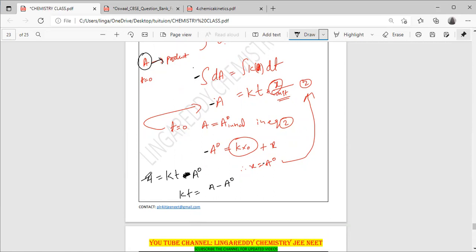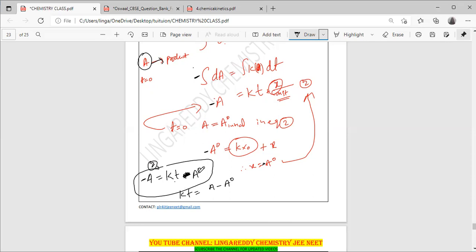Okay, minus A naught. Equation 2, once again you can see, minus A equal to KT plus X. X equal to minus A naught. This equation is nothing but equation 2 only. Understood? Yes, sir. Right.